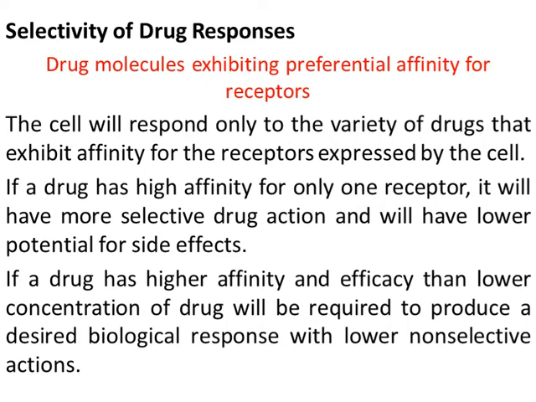Once you take the drug and it reaches the cell, the cell will respond only to those drugs that can bind with the receptor. If a drug has higher affinity for only one receptor, then such a drug will be selective, because it will only bind with the receptor for which it has affinity. Such drugs will have lower side effects. If a drug binds with a large number of receptors, then it will have more side effects. But if a drug has affinity for only one type of receptor, it will only bind to that receptor and the side effects will be lower.